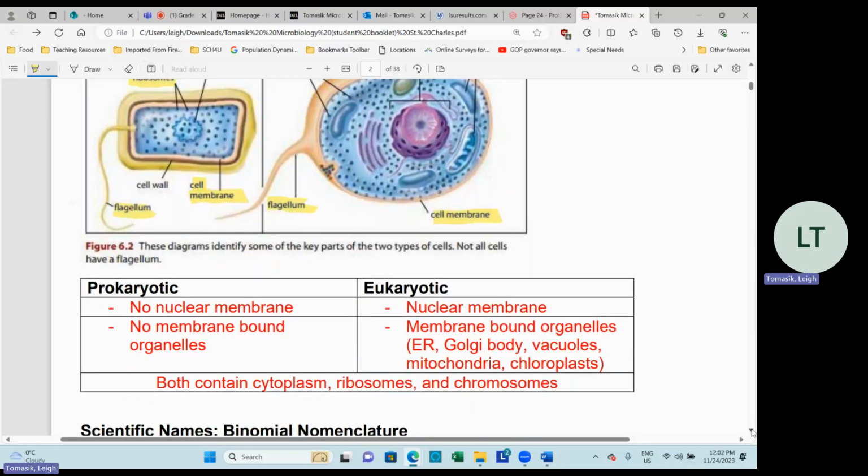So prokaryotic cells don't have a nuclear membrane, which means they don't have a traditional nucleus. They do have the DNA that usually goes inside the nucleus, but they don't have a nucleus. And they don't have any other membrane bound organelles. So they can seem kind of empty compared to eukaryotic cells. Eukaryotic cells do have a nuclear membrane and they do have membrane bound organelles like the endoplasmic reticulum, Golgi body, vacuoles, mitochondria, and chloroplasts. Both contain cytoplasm, ribosomes, and chromosomes.